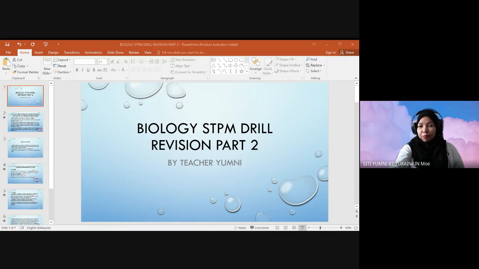Let's revise back. What is a ground tissue? The ground tissue of plants includes all tissues that are neither dermal nor vascular. All other tissue in a plant that is not dermal tissue or vascular tissue is a ground tissue. Ground tissues consist of parenchyma, collenchyma, and sclerenchyma. Please memorize this part.